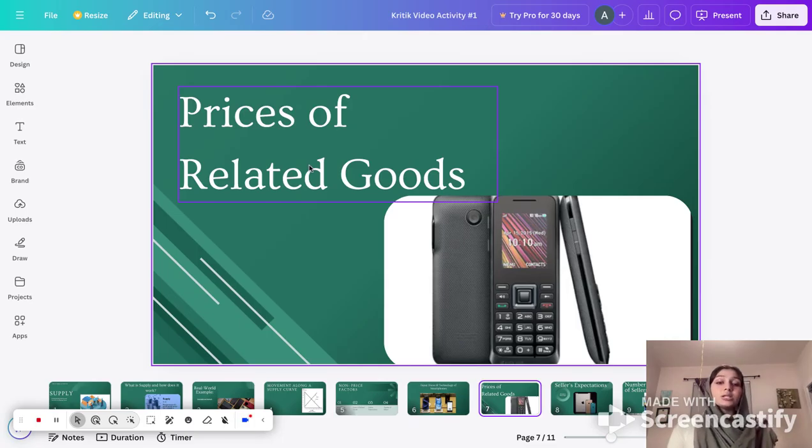Prices of related goods isn't that big of a factor in the smartphone market just because everybody these days has a smartphone. But essentially, price of related goods could be a substitute or a complement. As the price of one substitute rises, it will cause a decrease in the supply of the other substitute. An example of a substitute could be a flip phone maybe.